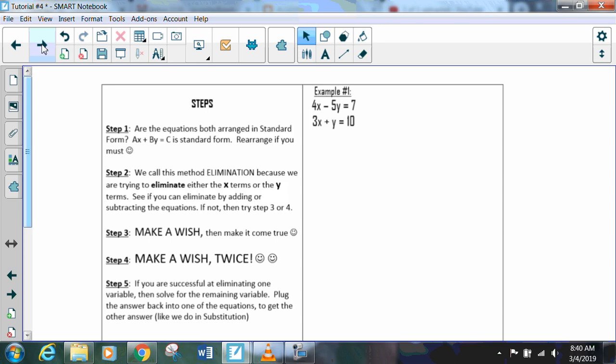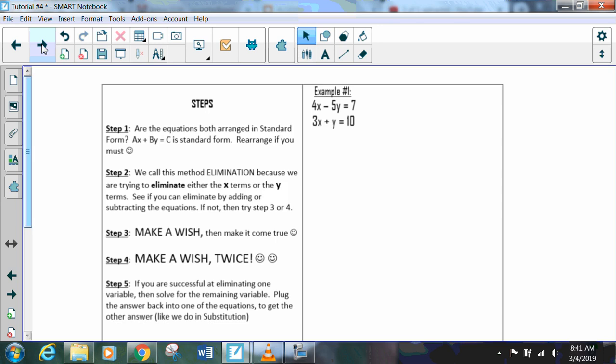So in the last tutorial, we did some basic elimination. We either added or subtracted to cancel out one of our variables. And so today's lesson is going to be a little bit more difficult. And so I'll show you what I mean. Let's look at example number 1.